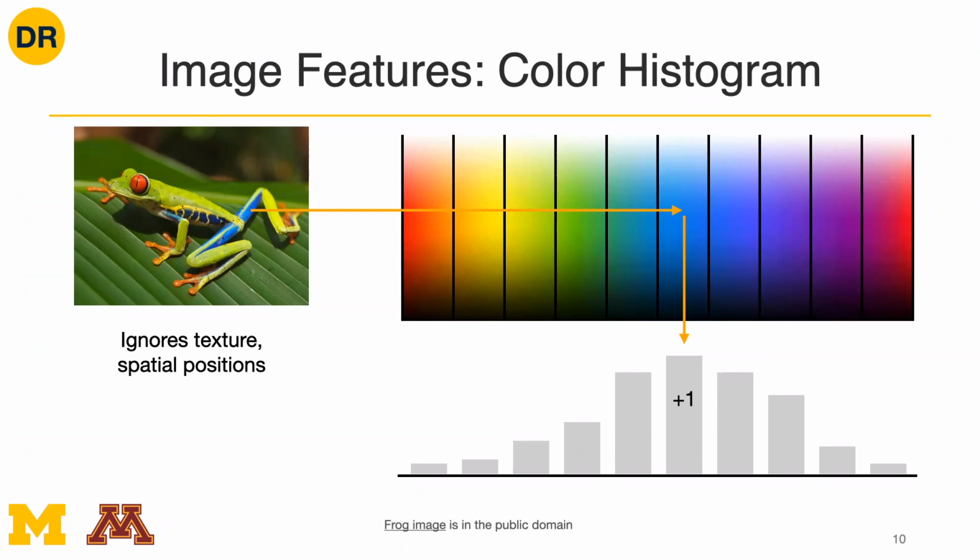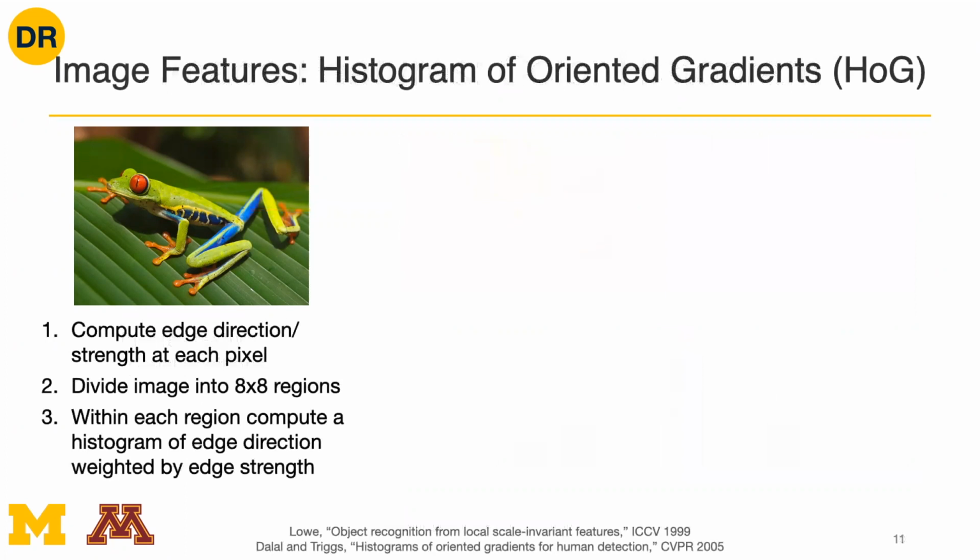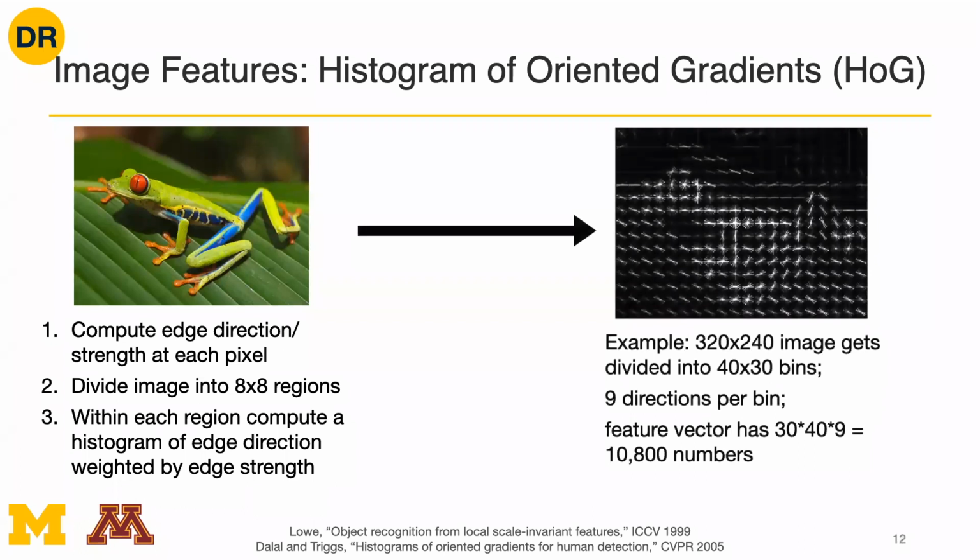The other histogram that is commonly used or very popular in computer vision is the histogram of oriented gradients. This is actually a dual of the color histogram because it throws away the color information and you're looking at the gradients or the edges in a local region of interest. I'm not going to go into the details here, but I just want to highlight what this is going to look like.